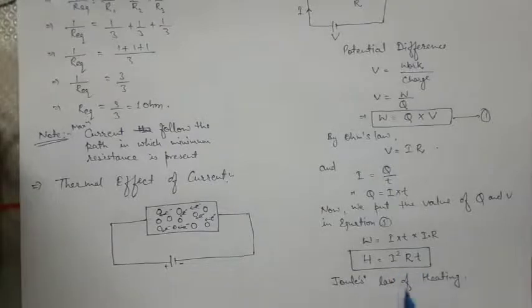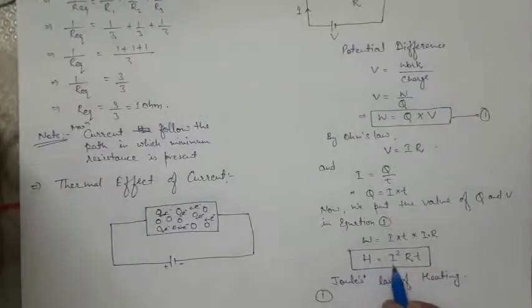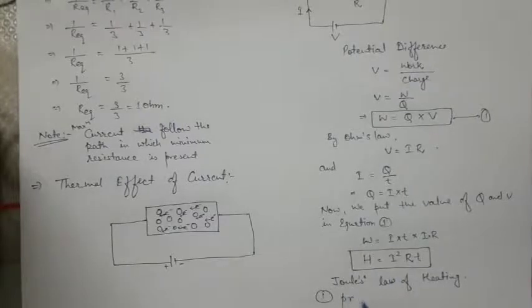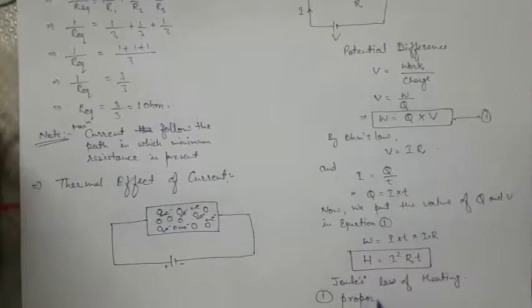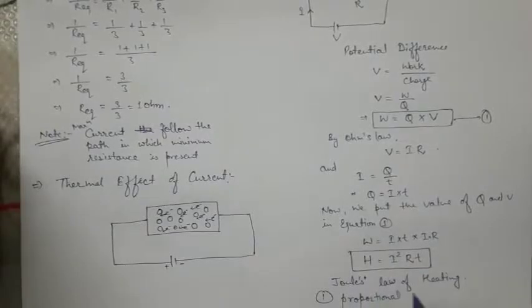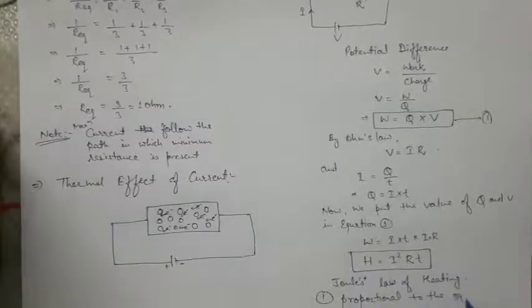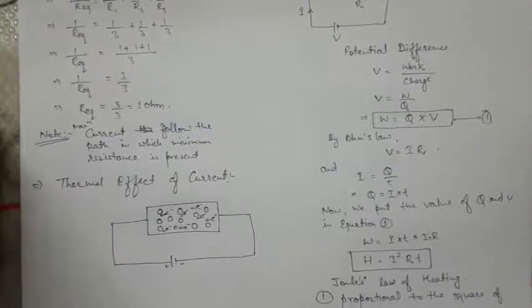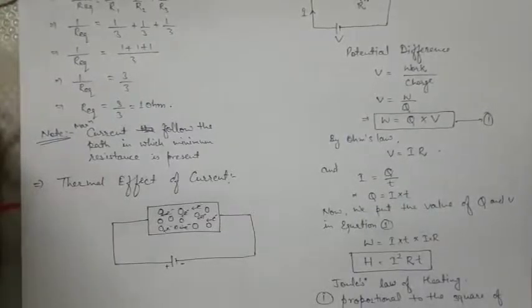What are the statements of Joule's law of heating? There are three statements of Joule's law of heating. First, the generated heat H depends on the square of the current I. It is proportional to the square of the current flowing through the conductor.